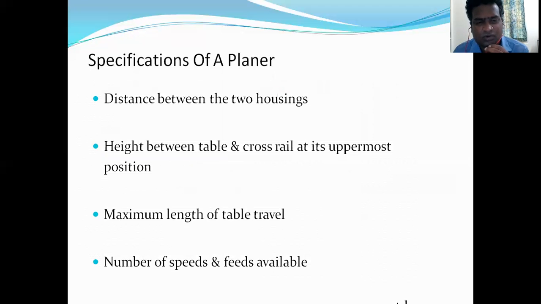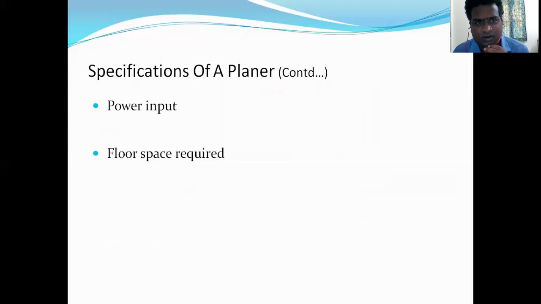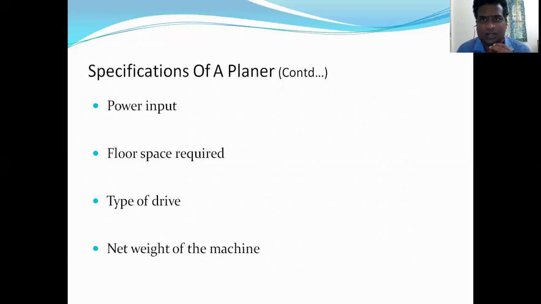Distance between the two housings, and what things we need in our workshop and for our manufacturing purpose. We have to keep this in mind when going to buy this planer machine. Height between the table and cross rail at its uppermost position, maximum length of the table travel, number of speeds and feeds available, power input, floor space required, type of drive, and net weight of the machine.